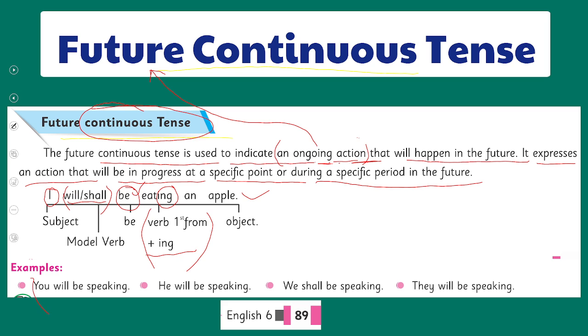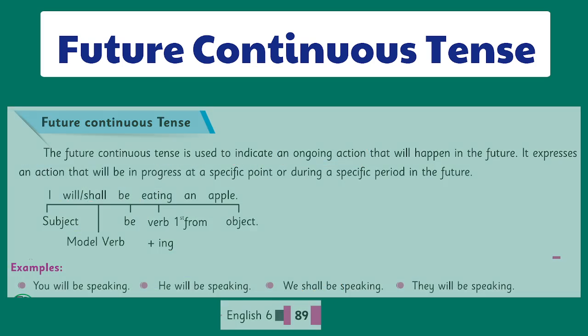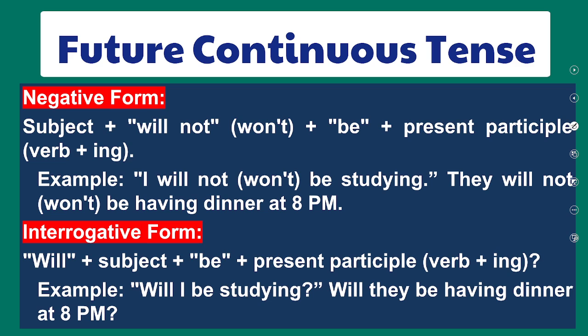This is the structure of future continuous tense. Like you will be speaking, he will be speaking, we shall be speaking. So what have we done? We just have used shall, we just have used the ing form, and what else have we done? We just have inserted an extra be before the action to indicate that the action is an ongoing action in the future. So this is the future continuous tense. I hope you guys have understood.